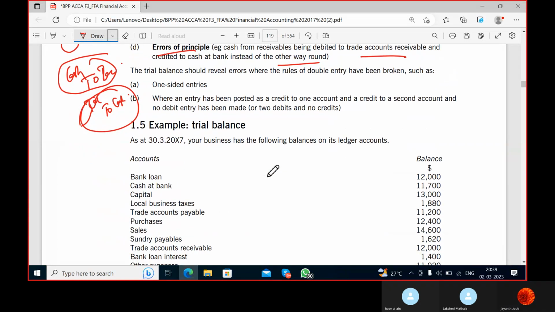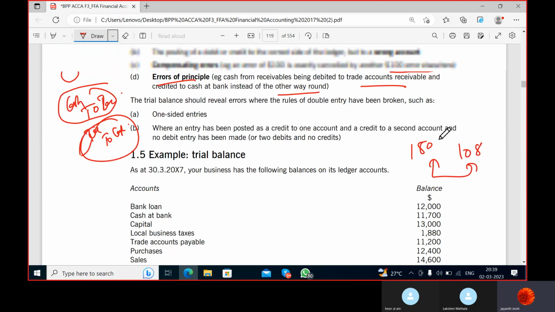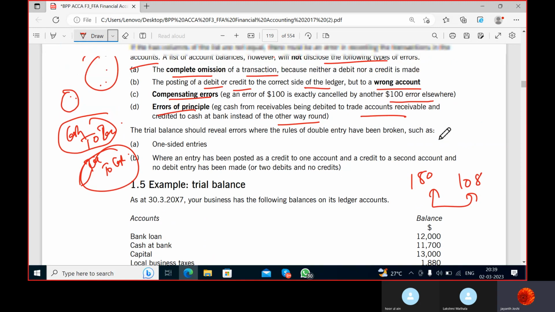Now, sometimes a balance which is 180, you will write 108. Okay, error of commission. So this is also one of the reasons because of which the trial balance may not match.